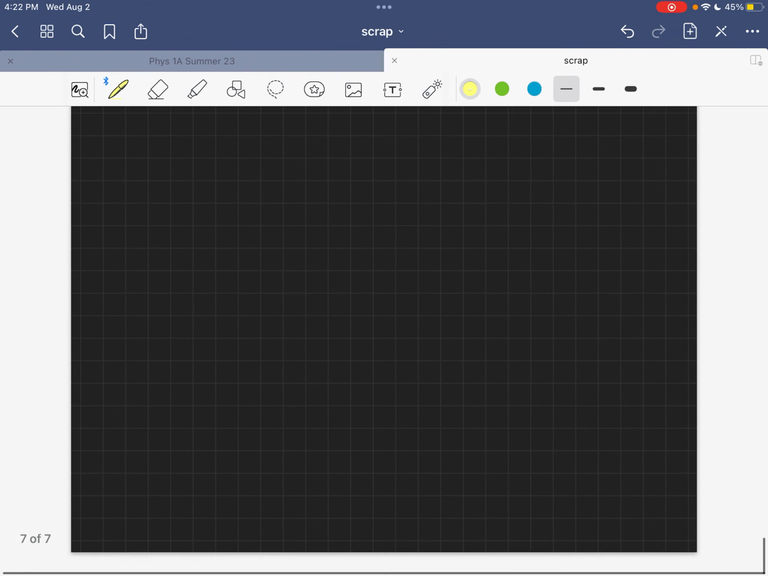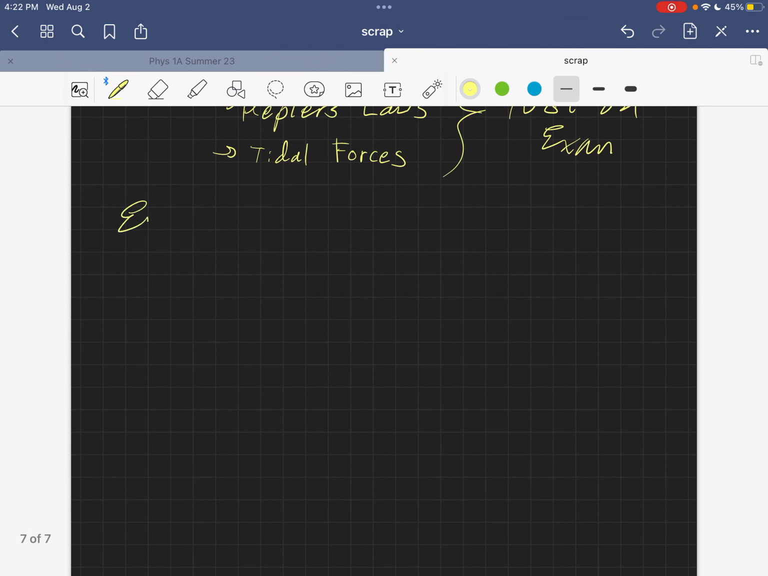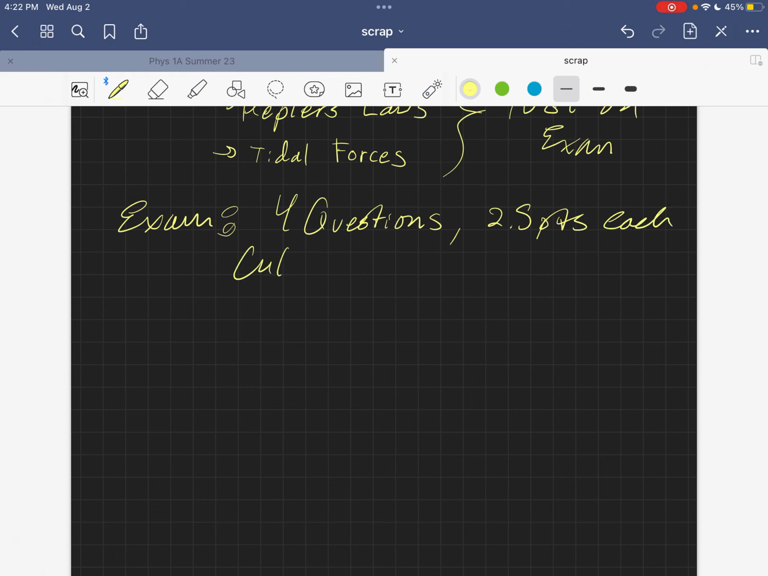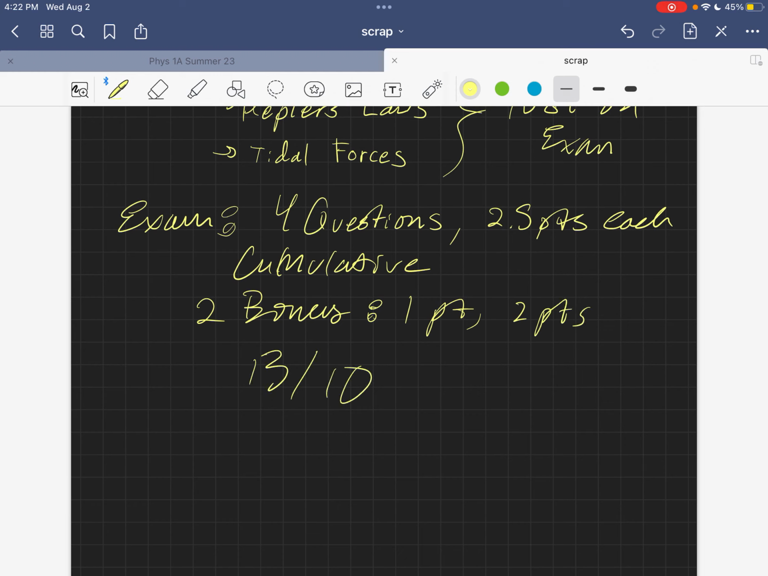In terms of the exam, though, it's going to be 4 questions, and they're going to be 2.5 points each. So that's a total of 10 points. It is cumulative. There's going to be 2 bonus questions, and one of them is 1 point, and the other is 2 points. So the max you could get is a 13 out of 10. You can't get over 100 technically, but the bonus questions are there to help you.